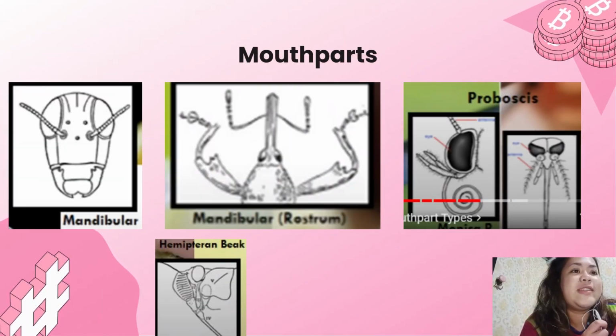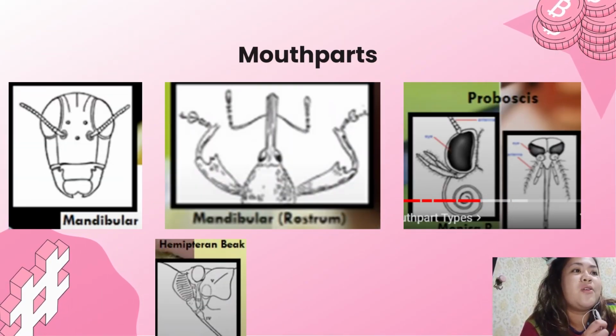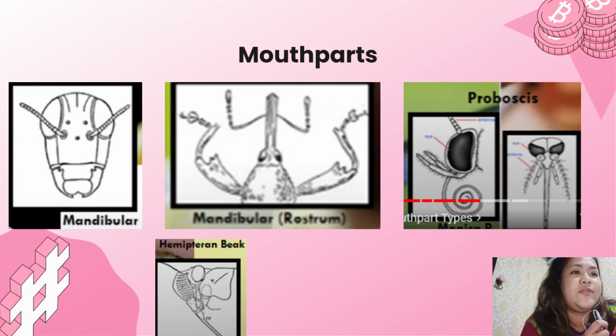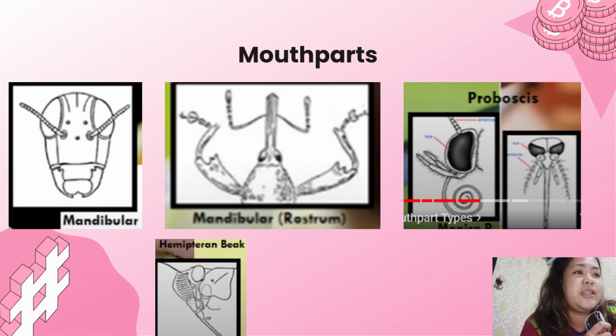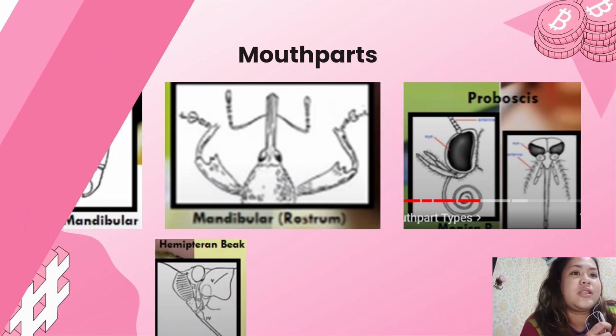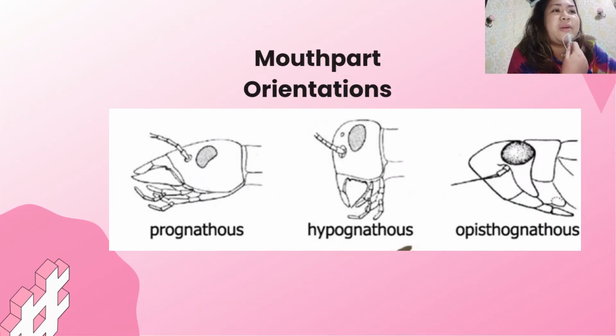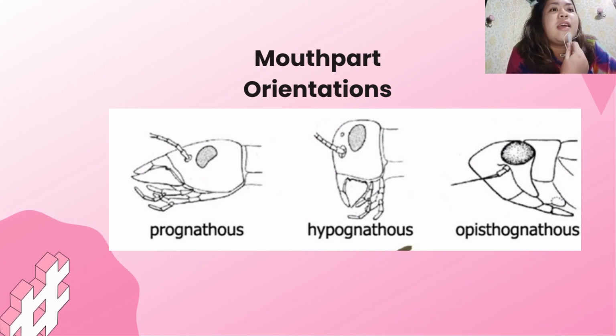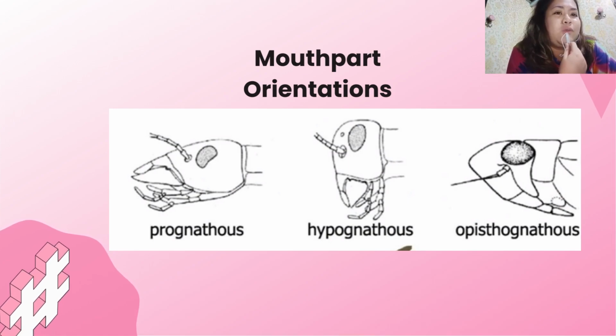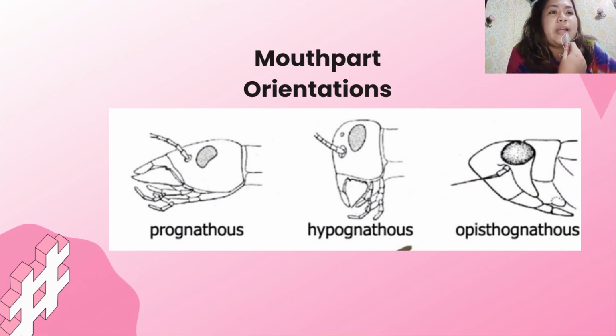The mouth parts of insects are structures surrounding the mouth that are involved in the mechanics of feeding, and in processing and manipulating the food so that it can be ingested. Insect mouth parts are oriented in three ways. The first one is the hypognathous. The long axis of the head is vertical, and the mouth parts point downwards. Examples are the grasshopper and cockroach.